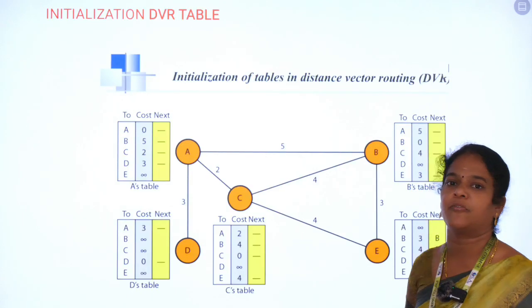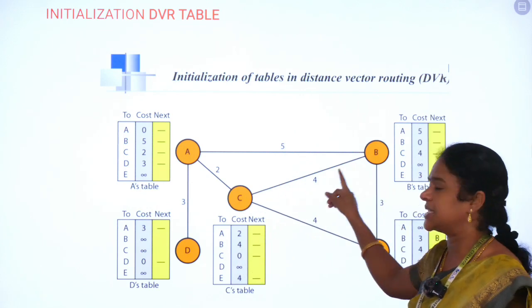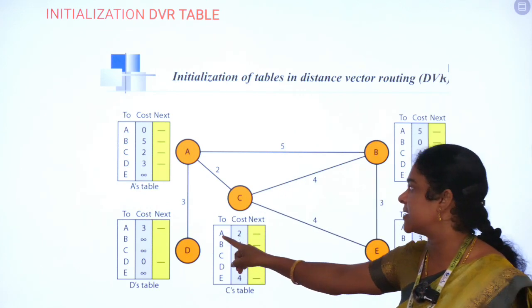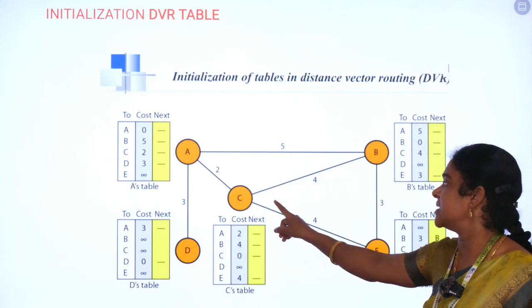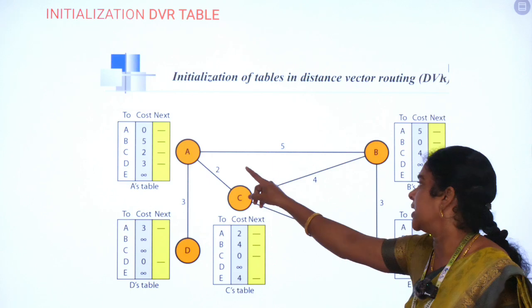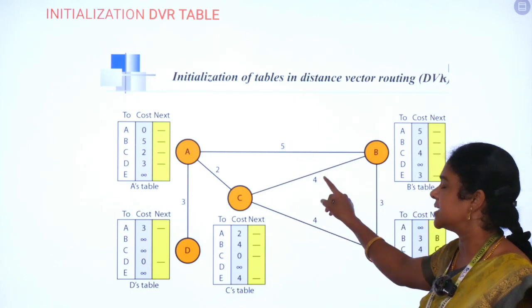This is the example for distance vector routing. Here in this diagram, we have 5 nodes: A, B, C, D, E. This circle shape is called a node. This is the path, that is A to B. This is the cost: 5 is the cost for A to B, and C to B has cost 4.